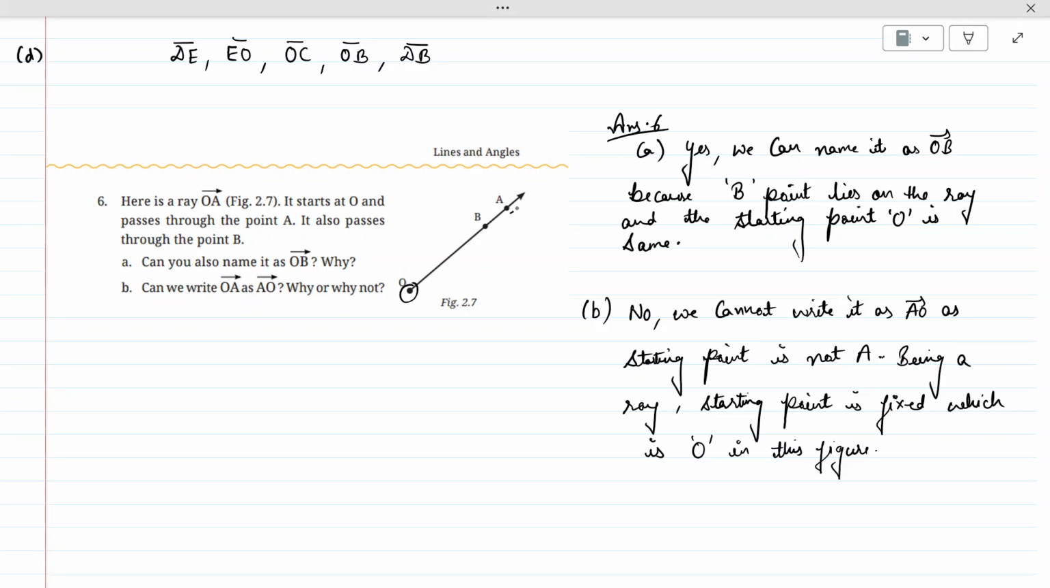It is not the starting point here. So we cannot change the starting point of a ray. Since we cannot change the starting point of a ray, we cannot make it AO. We cannot write it as AO as the starting point is not A. Being a ray, the starting point is fixed, which is O in this case. So we cannot write it in the opposite way. And also, can we name it as OB? This we have done. Here, the starting point is the same and B lies on the same ray. So yes, we can write it as OB also.